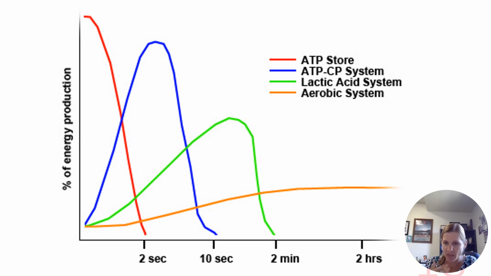This, again, nothing you haven't already seen. This just shows you the relationship between energy stores and time. So again, as I continue on, that aerobic system is going to take over after that 2-minute mark. Here you can see the lactic acid system, ATP stores, and then the ATP phosphocreatine getting us to 10 seconds.